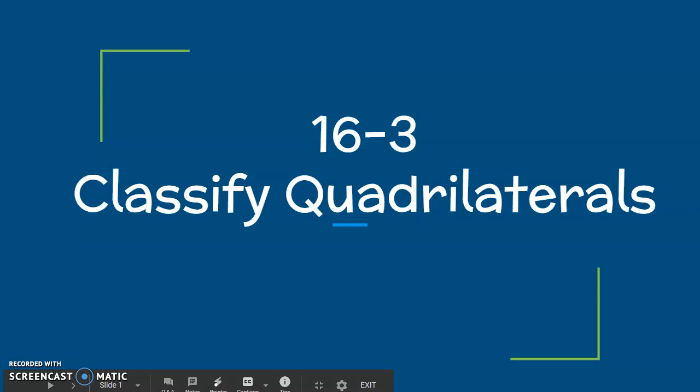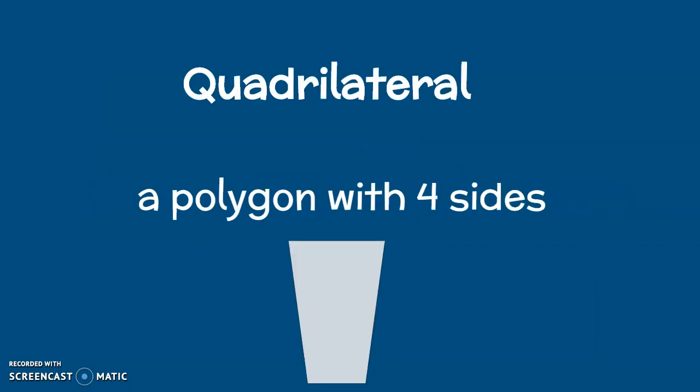And welcome to 16-3, Classify Quadrilaterals. Let's do a quick review. So a quadrilateral is a polygon with four sides. And just as a reminder, a polygon is a closed figure with straight sides. So therefore, a circle would not be a polygon. So quadrilaterals are all the polygons that have four sides.